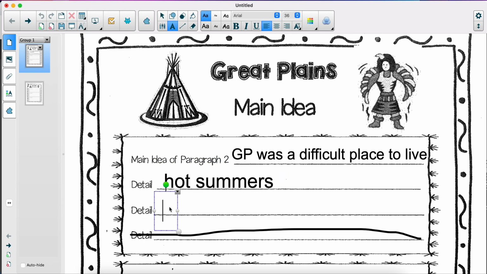And then another detail would be flooding. So the details are those specific reasons that support this. So it was a difficult place to live because of hot summers. Yeah, that supports that. It was a difficult place to live because of flooding. That supports that. These are specific examples. That one we're good on.